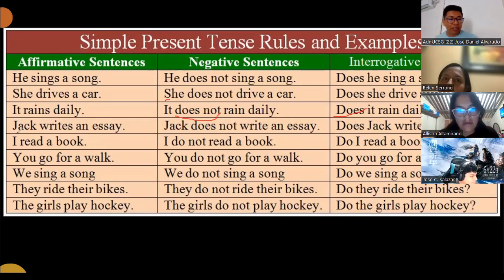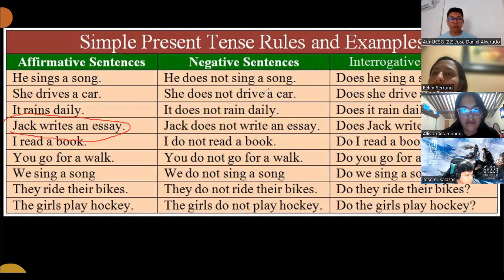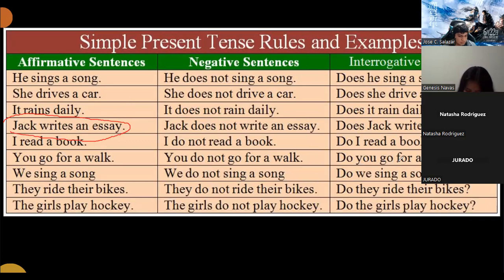Belen, can you please read Jack? Jack writes an essay. Jack does not write an essay. Does Jack write an essay? Very good. So we have Jack writes an essay. What is the meaning of essay? What is an essay? Does anybody know what essay means? At school, for example, you have to write essays. In Spanish, ensayo. Ensayo, very good. Ensayo, pero el escrito, an essay.